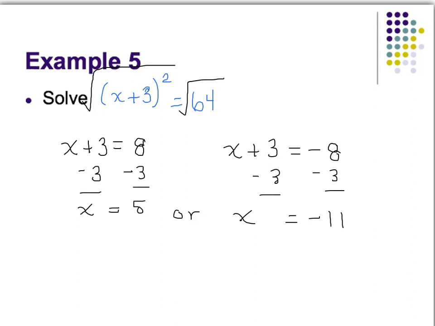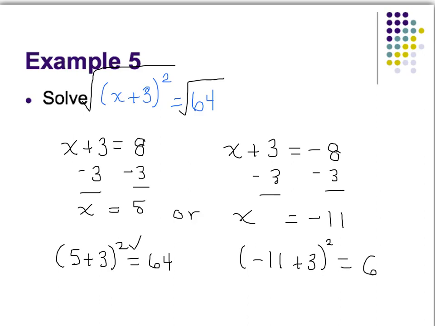Here's the way to check it. If you take 5 plus 3 and you square it, do you get 64? You do. I'm just substituting my answer in for x. If I take negative 11 plus 3 and square it, do I also get 64? Well, negative 11 plus 3 is negative 8, and when you square the number negative 8, that's like taking negative 8 times negative 8, and that is also equal to 64. So you know your solutions are correct.